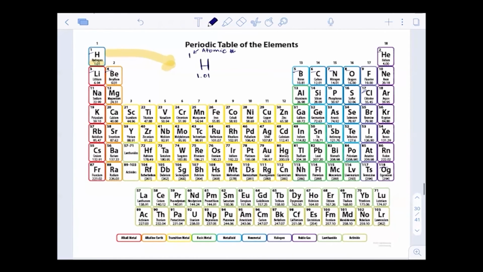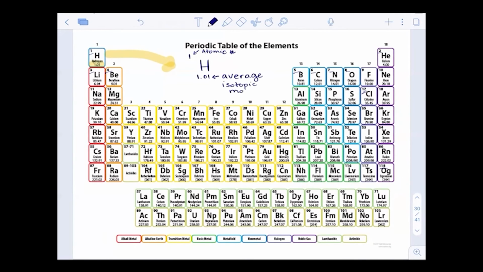What it does contain is an average isotopic mass. This mass is in AMUs. We aren't looking at these masses as kilograms. They are in the atomic mass unit itself. But what's important to note is it's not a whole number like our mass numbers. Mass numbers are whole numbers.